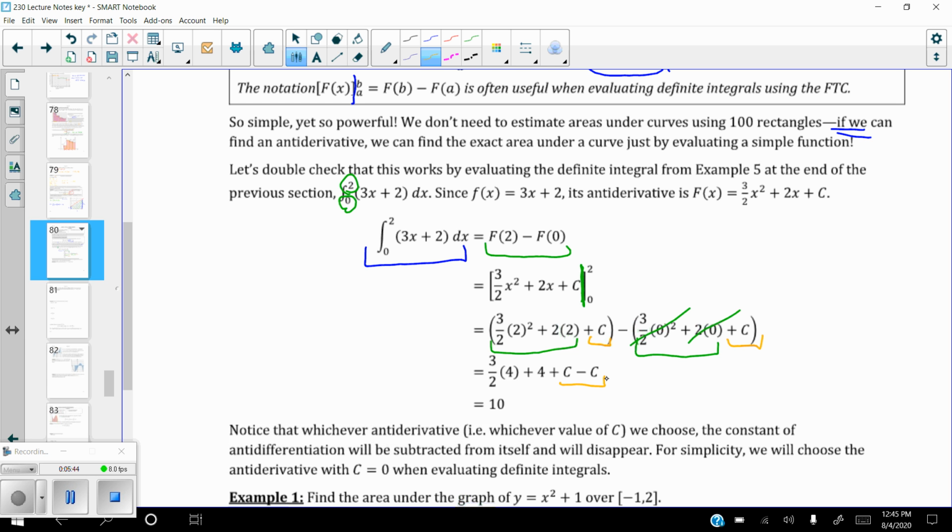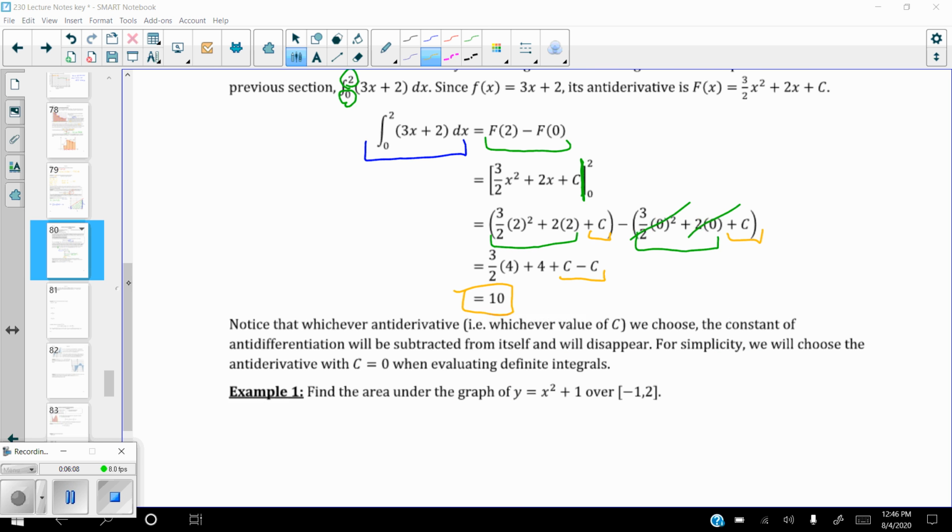Now down here in the bottom it says we're going to take c to be 0. It doesn't really make any difference. You don't even have to think about what c is. You're not even going to use c when you're doing a definite integral, because it's always going to subtract out. And then you just simplify 3 halves times 4 plus 4, and you get 10, which should have been what we came up with for the area in the last section.